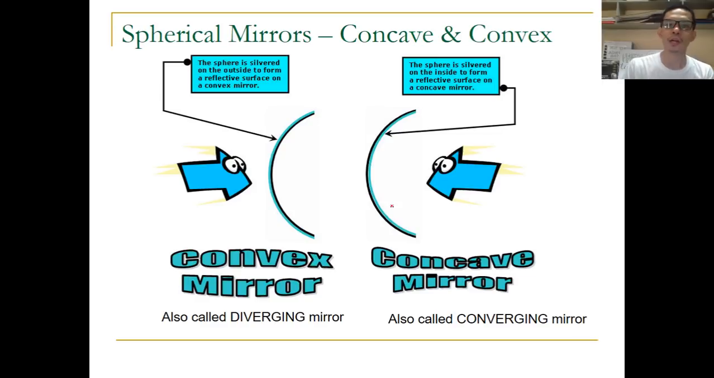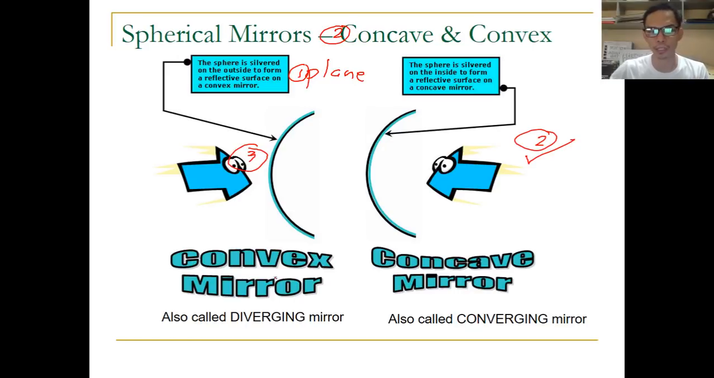Alright, so let's go. Now, there are three types of mirror. I did not include here the first one. The first one is the plane mirror. The second one is the concave mirror, which is this one. So this is the concave mirror, number two. And the third one is the convex mirror, also known as the diverging mirror.